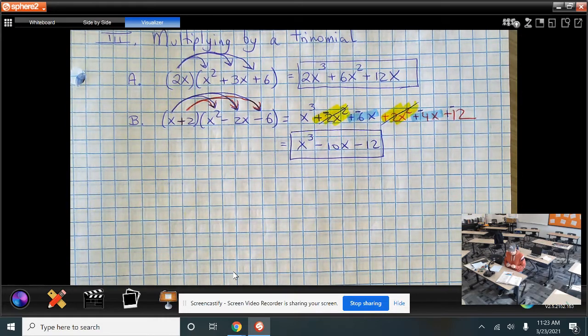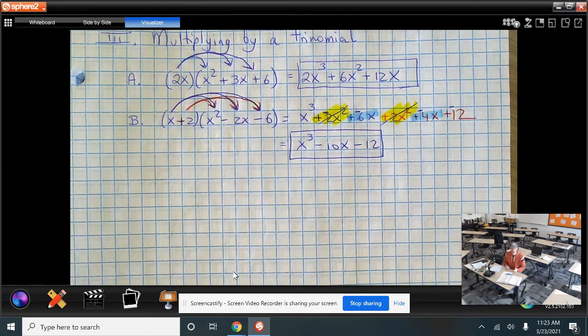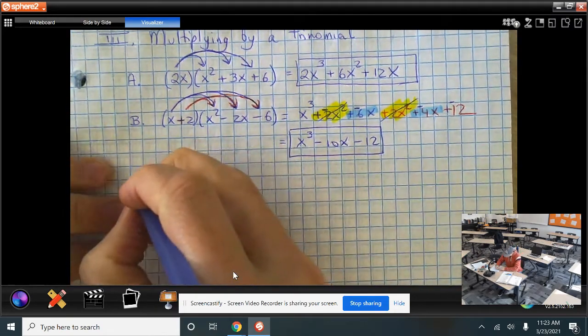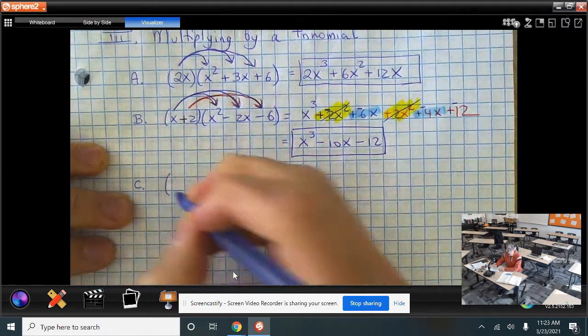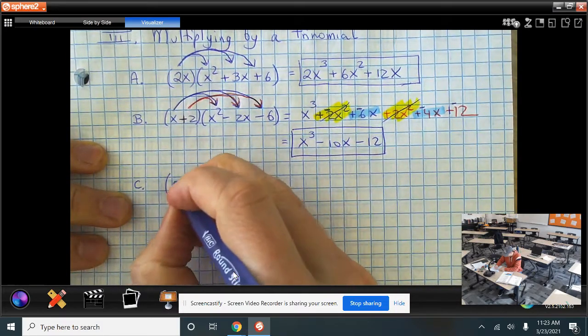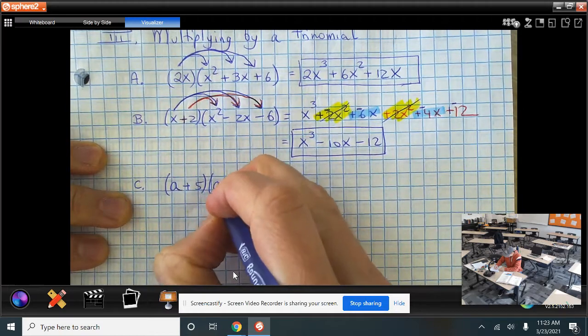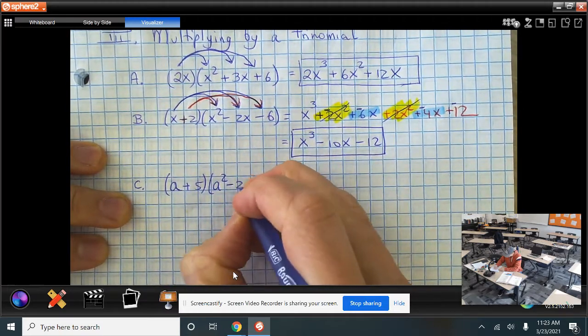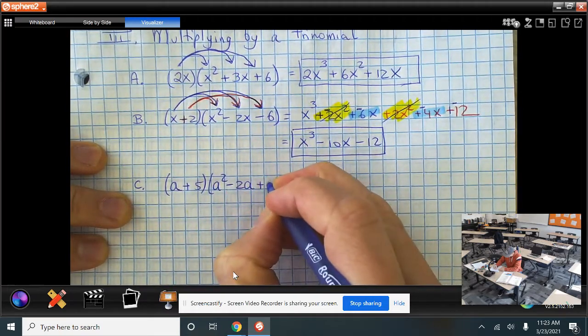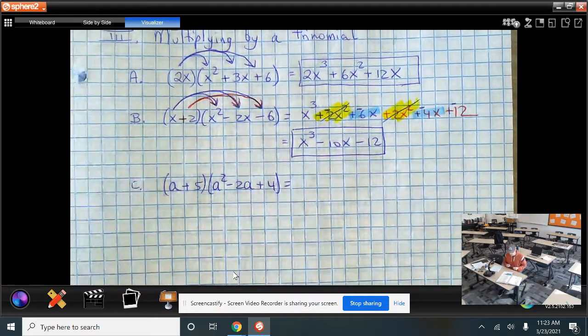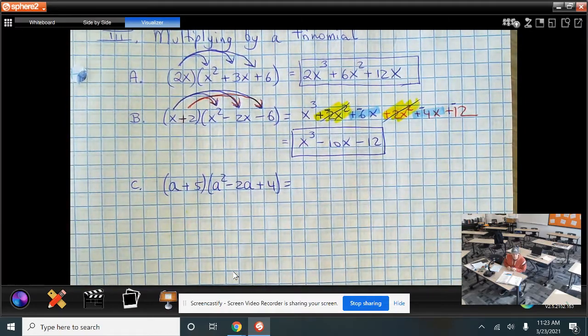So let's do one last one, and this is going to be your final exam. You're going to pause the video, and you can see if you can do it. I'm going to make it really, really hard, because instead of using x, I'm going to use a. So a plus 5 times a squared minus 2a plus 4. Okay? At this point, absolutely pause the video and see if you can do it. Here's what you should have done.